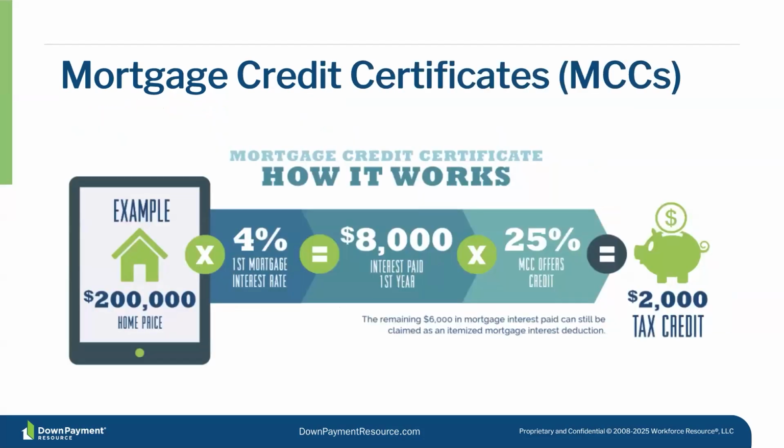So let's take a look at an example of how MCCs work. So if you take a $200,000 home, the buyer closes and makes 12 payments in that year. They paid 4% interest, so that's $8,000 in interest in that year. The MCC allows you to claim 25% of the mortgage interest paid as a tax credit. So $2,000 in this example. But the homeowner still gets to claim the rest of the $6,000 of mortgage interest paid as a tax deduction. So this happens every single year, which is so cool. We absolutely love MCCs.